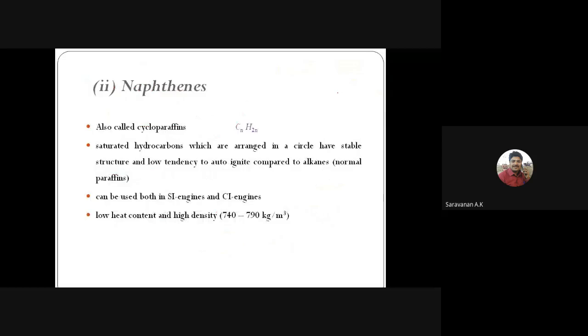The next one is naphthalene, also called a cycloparaffin. It is represented by CnH2n. It is also a saturated hydrocarbon, arranged in a circle, and it has a stable structure with a low tendency to auto ignition compared to the normal paraffins, that is the straight chain paraffins. It can be used for both SI engines as well as CI engines, its density is around 740 to 790 kg per meter cube, and it has a low heat content.